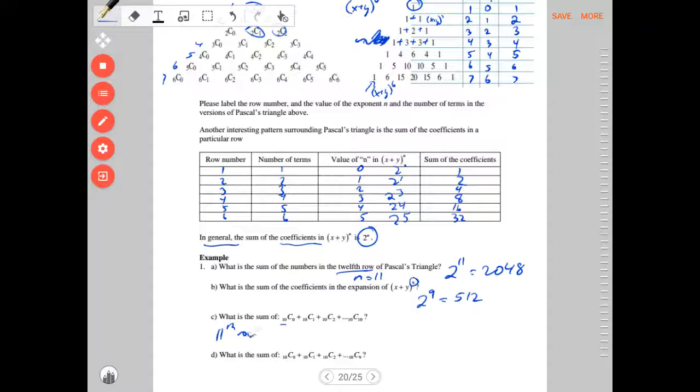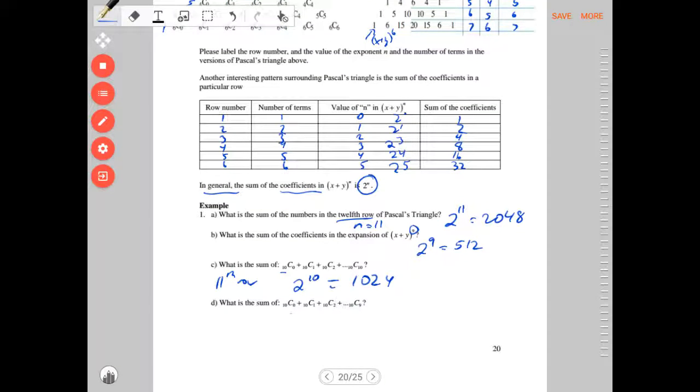11th row again. Okay, so if that's the 11th row of Pascal's triangle, then we're going to end up with the exponent being 10, so 2 to the 10, which is 1024. Okay, so we had to do a little bit of maneuvering on that one. Not a big deal.